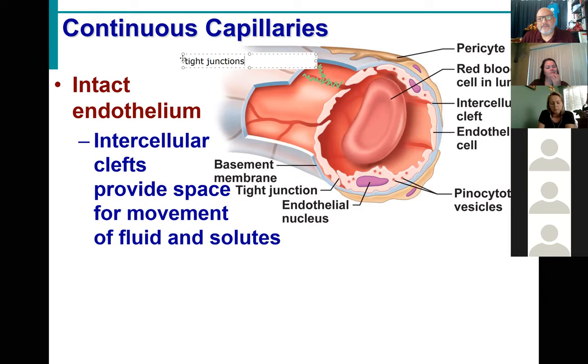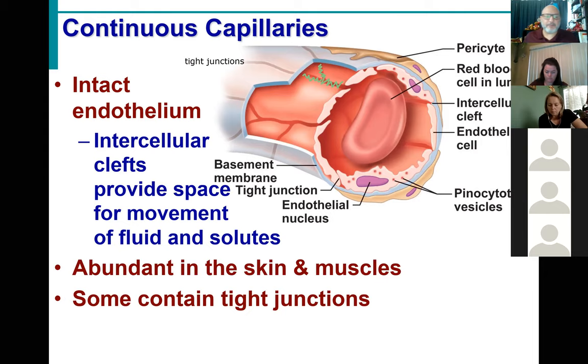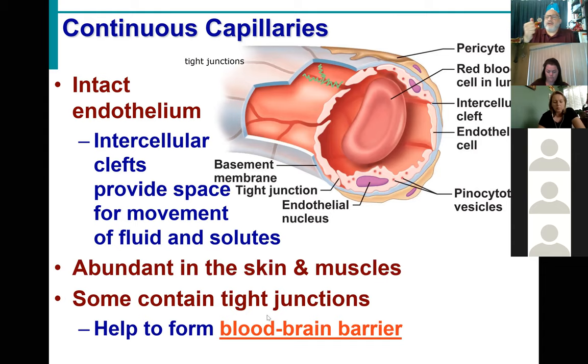Excellent. Nervous tissue, right? As we talked about, nervous tissue is one of those places where we need to protect the nervous tissue. So we put tight junctions on these capillaries to protect that brain, forming part of that blood-brain barrier. And wasn't there an assisting cell in that nervous tissue that also could wrap around this capillary to help make that restrictive blood-brain barrier?